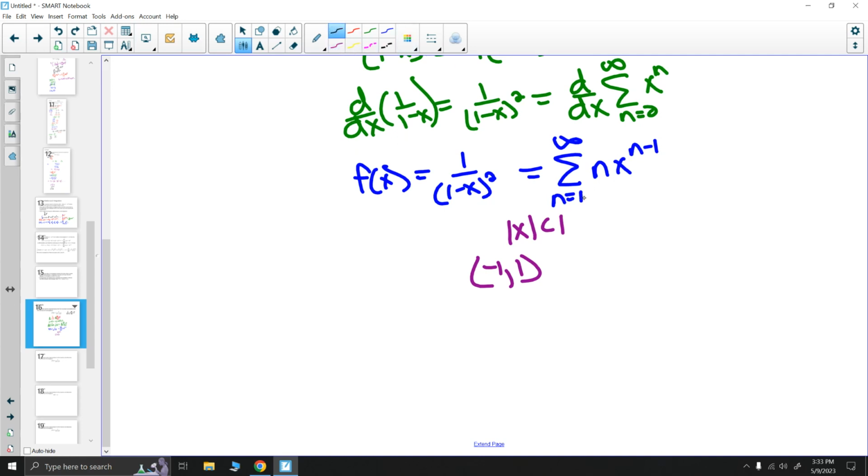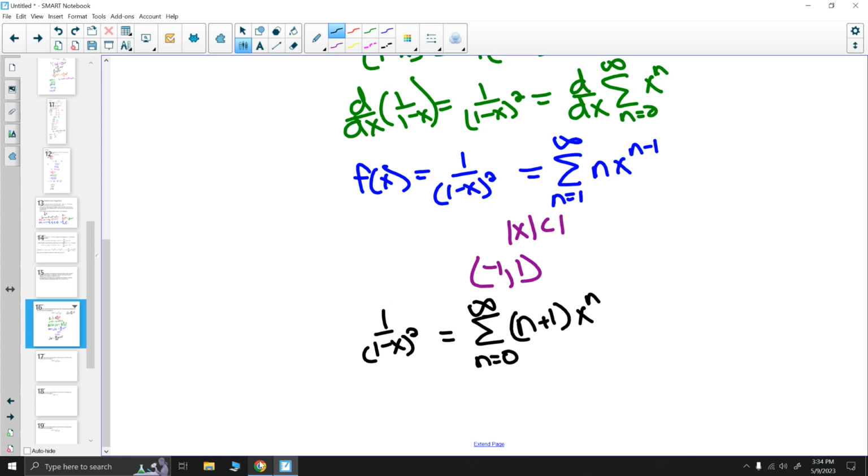But we could clean this up a little better, because while n equals 1 is true, we often like to start at n equals 0. So if we write this starting at n equals 0, we're shifting the index down by 1, so to make up for the minus 1 here, we add 1 to each of these n's: n plus 1, and x to the n minus 1 plus 1 is just n. So this is what our function 1 over (1 minus x) squared is on this interval.